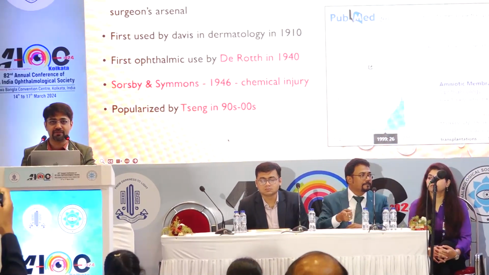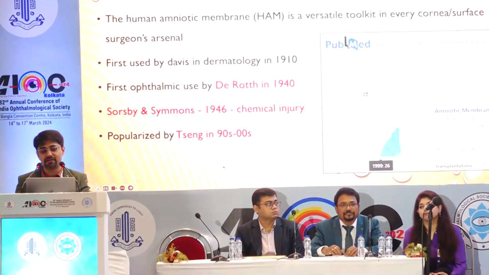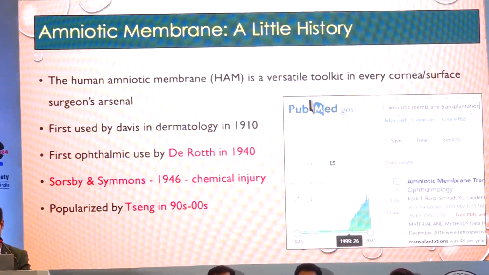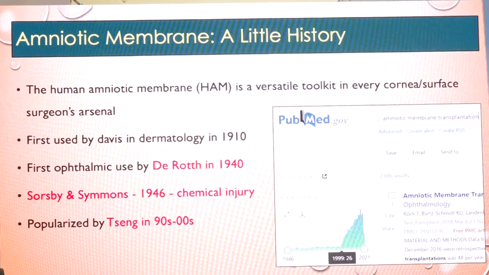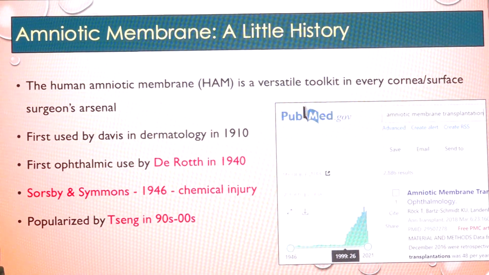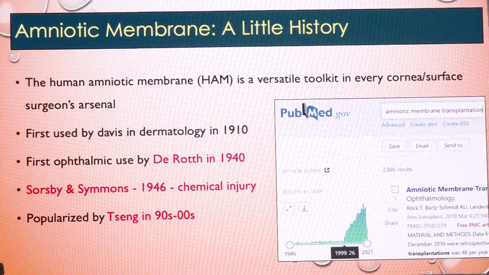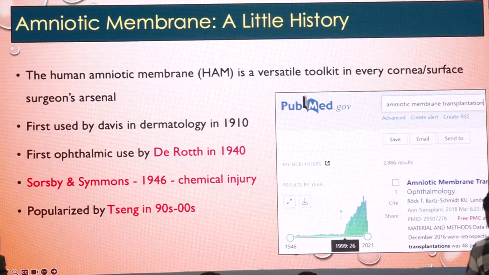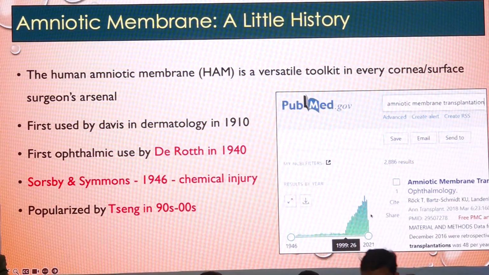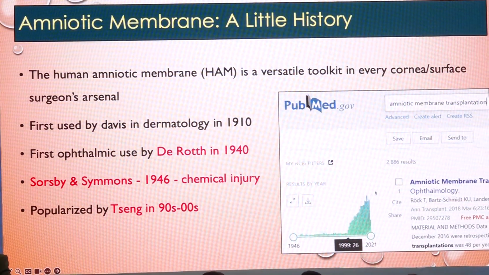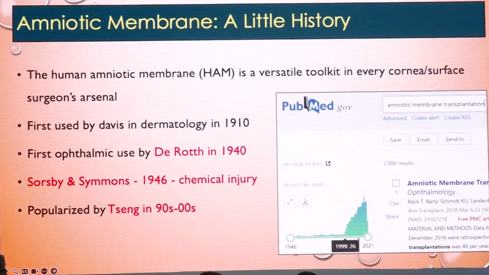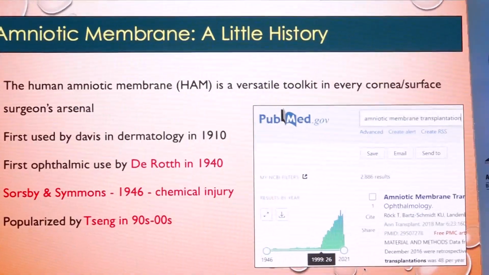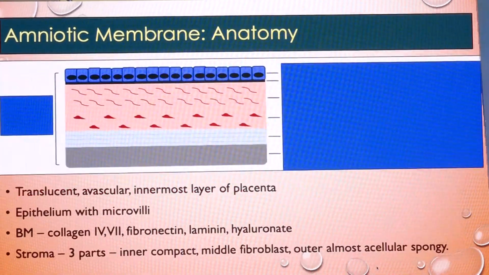And this is Dr. Schaefer-Seng, who really popularized using amniotic membranes in the late 90s and then the noughties. He has multiple publications of how amniotic membrane can be used for pretty much every clinical scenario under the sun. This is just a timeline graph from PubMed. If you look at how the publications have increased, again, it's the late 90s when the amniotic membrane really became popular and people started using it.